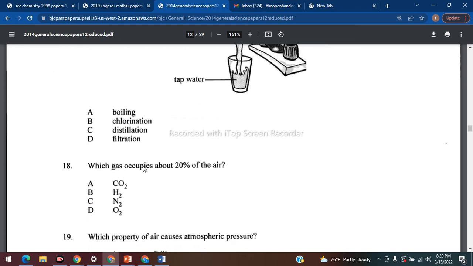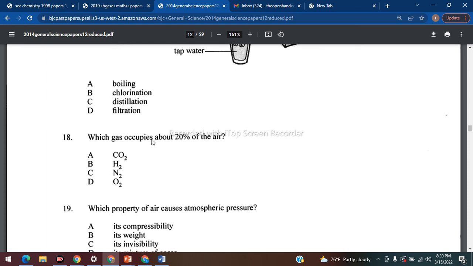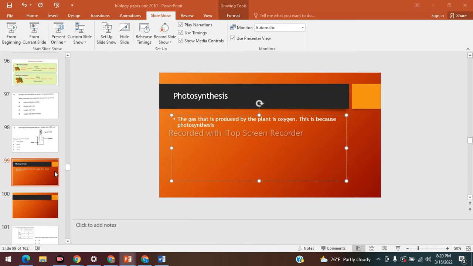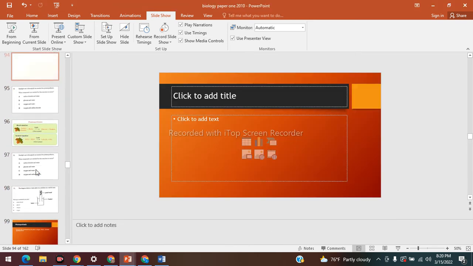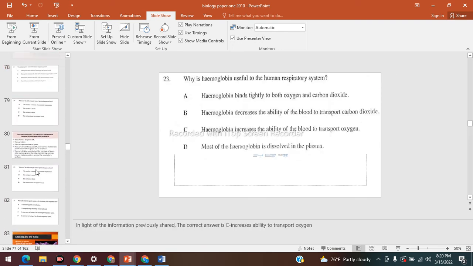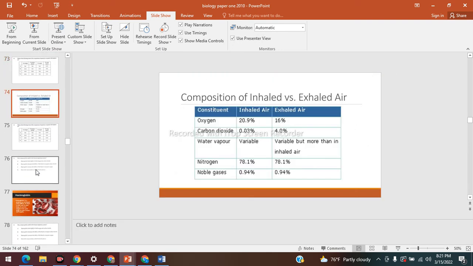Number 18. Which gas occupies about 20% of the air? CO2. Nitrogen. 20%. D. Oxygen. Yeah, if you look at the O2 chart, right? Let's look at the chart. The chart should be somewhere here. Give me one moment. There's the chart.